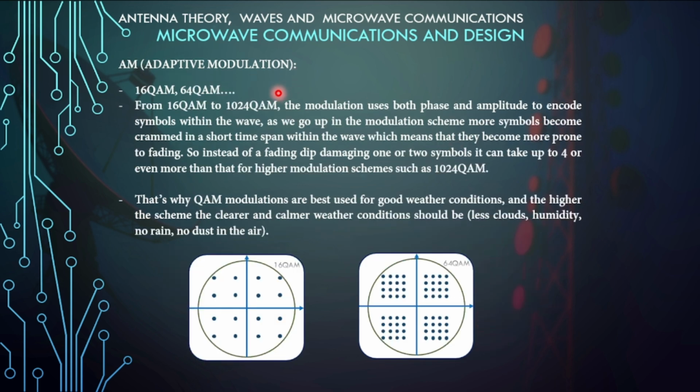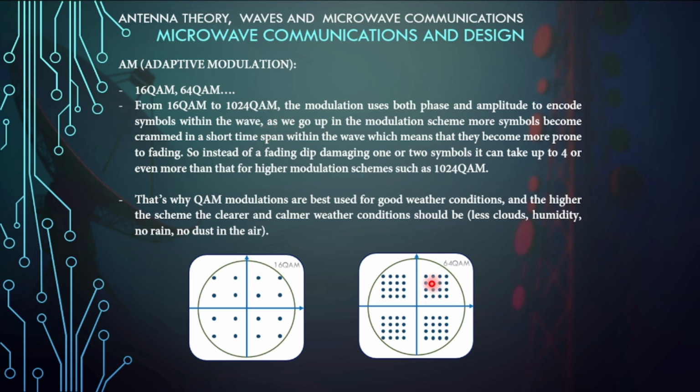As for 16 QAM or 64 QAM, so for 16 up to 1024, the modulation uses both phase and amplitude to encode symbols within the wave. As we go up in the modulation scheme, more symbols become crammed in a short time span within the signal, which means that they become more susceptible to fading, because if a fading occurs, it can kill 3 to 4 to 5 symbols instead of affecting one symbol that dips below the receiving threshold, right?